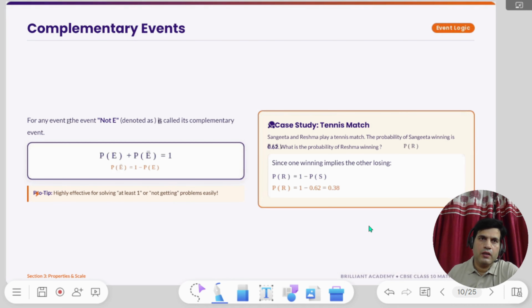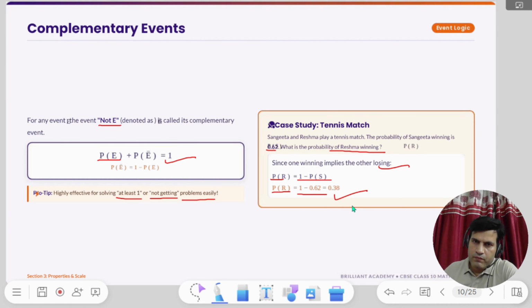Complementary events: for an event E and not E, P(E) + P(not E) = 1. So this is the formula. It is highly effective for solving 'at least one' or 'not getting' problems. Sangeeta and Reshma play a tennis match. The probability of Sangeeta's winning is 0.62, and what is the probability of Reshma's winning? Since one winning implies the other losing, P(R) = 1 - P(S). So P(R) = 1 - 0.62, that is 0.38.